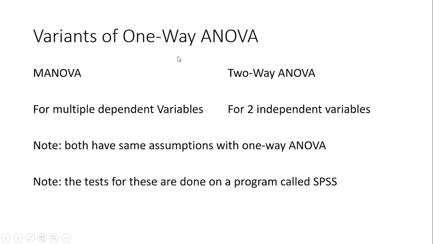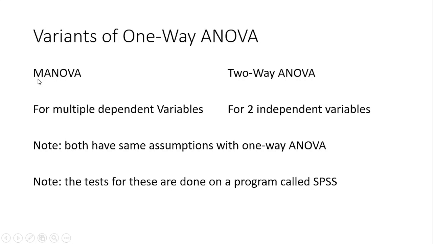Let's see variants of one-way ANOVA. These are independent of time, as you would recognize from one-way ANOVA. Let's see what MANOVA and two-way ANOVA are. Two-way ANOVA is almost the same as one-way ANOVA, but you have another independent variable. It doesn't need to be categorical. It can be ordinal as well. I mean, it can be numerical as well, if you like.